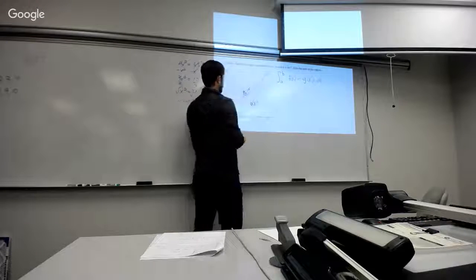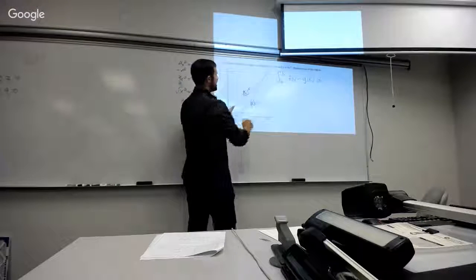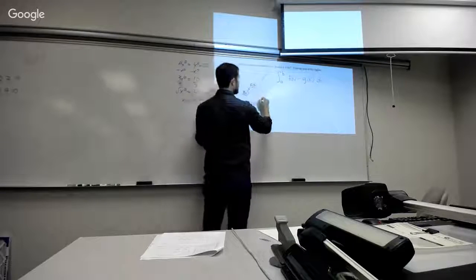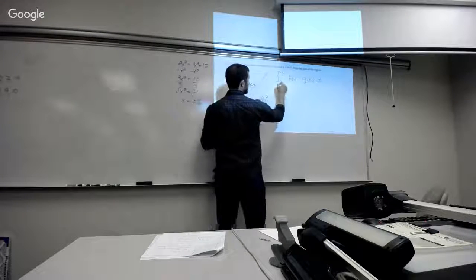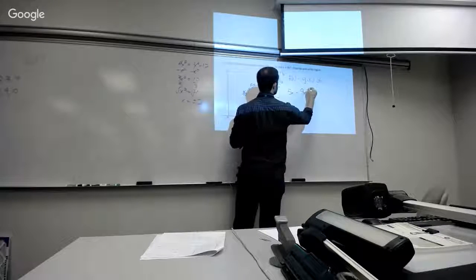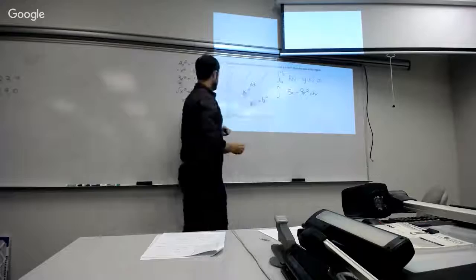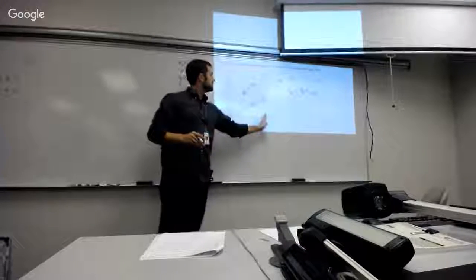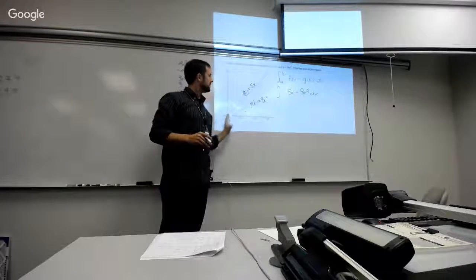The function on top is the straight line, 5x. The function on bottom is the parabola, 9x squared. And so we're going to do the integral of 5x minus 9x squared. From where to where? From 0 to what?